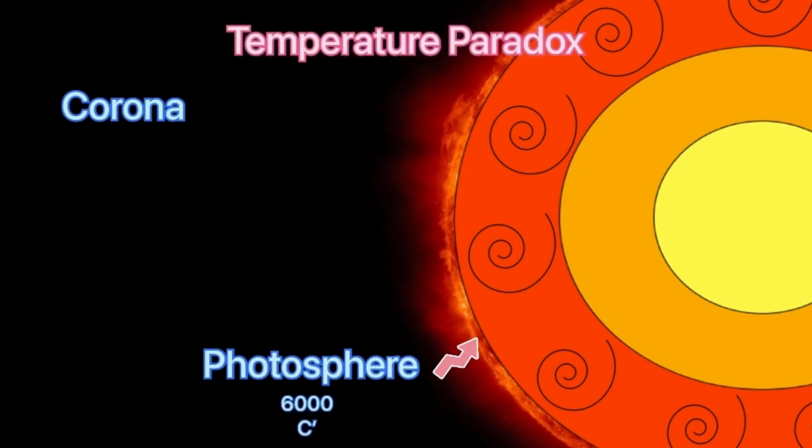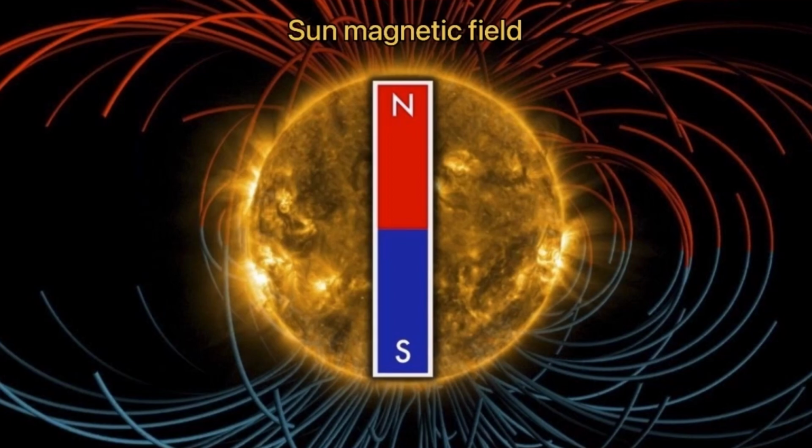The temperature of the photosphere is 6000 degrees Celsius, whereas the temperature of the corona is 1 to 3 million degrees Celsius. So basically the corona is hotter than the photosphere, and this is an area of ongoing research. The Sun has a magnetic field of its own which is very complex and variable, affecting not just the Sun but also the entire solar system.